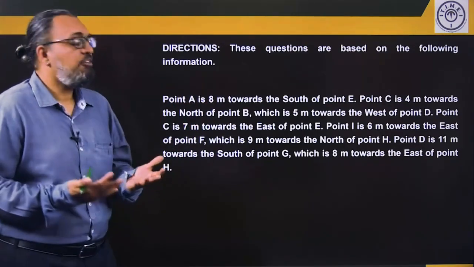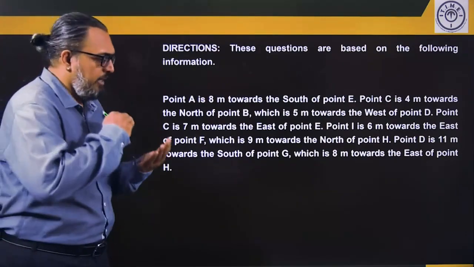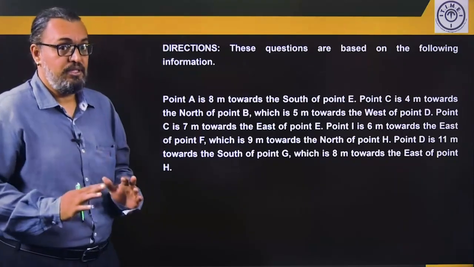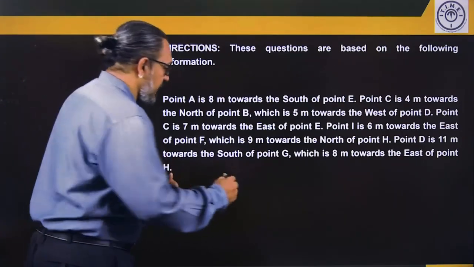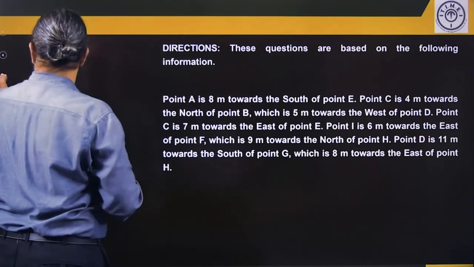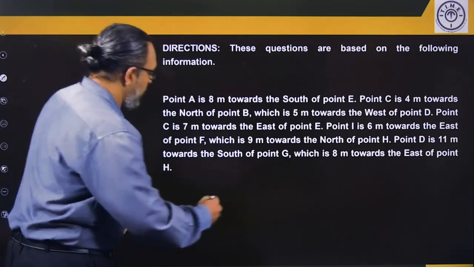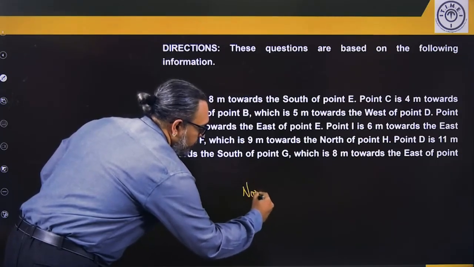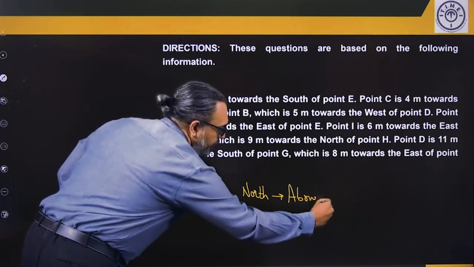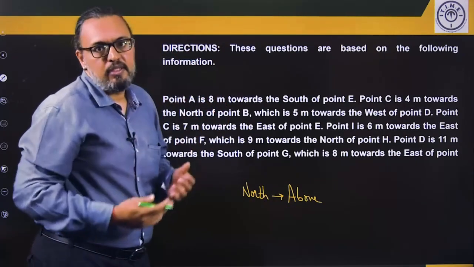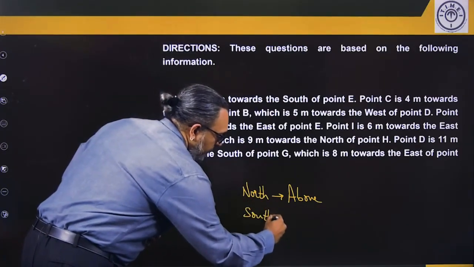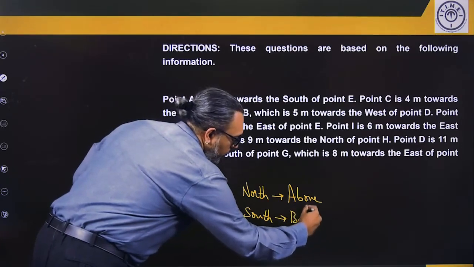Now when directions are given with respect to 2 points, there are some terms which you can replace for the directions so that it is easy to interpret, correct. For instance, if I have north, I will replace this term with the word above, because north is the above direction. Then if I have the word south, I will replace that with the term below.